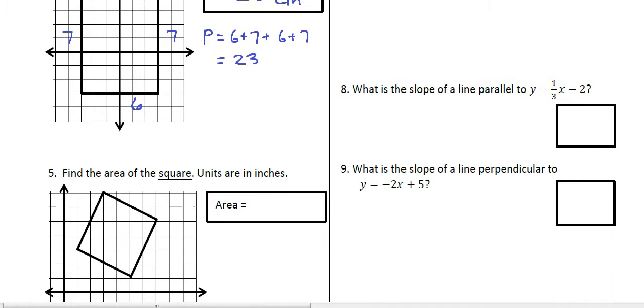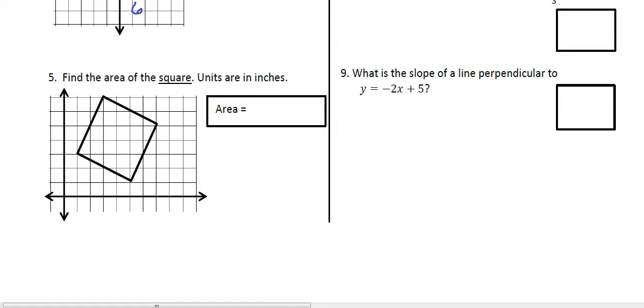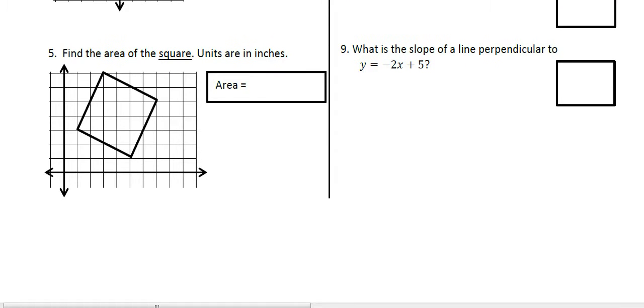Let's take a look at question number 5. Find the area of the square. Units are in inches, and I know I'm finding area, so I already know my unit of measure is going to be inches squared, since area is measured in square units because it is two-dimensional. Now class, the underline is here for a reason. Please pay attention to it.